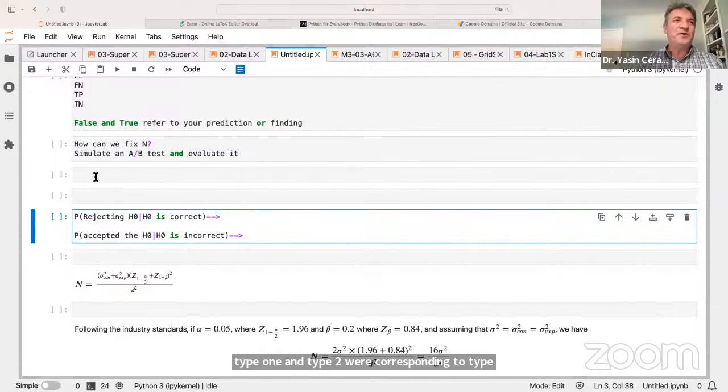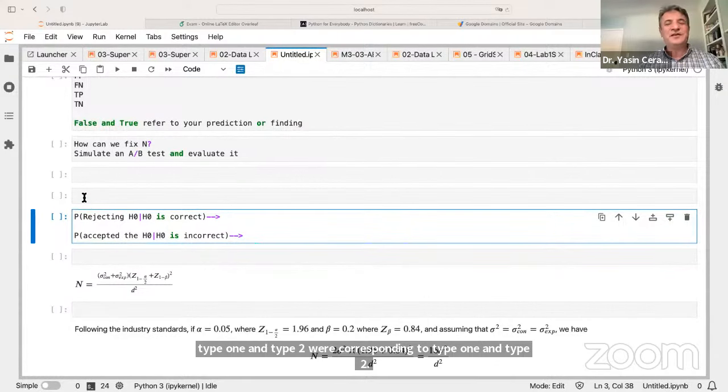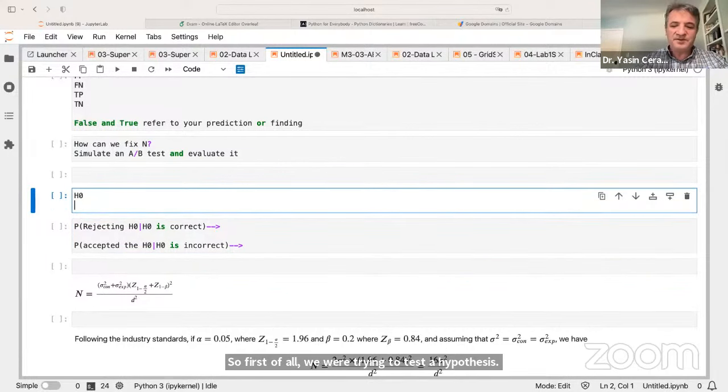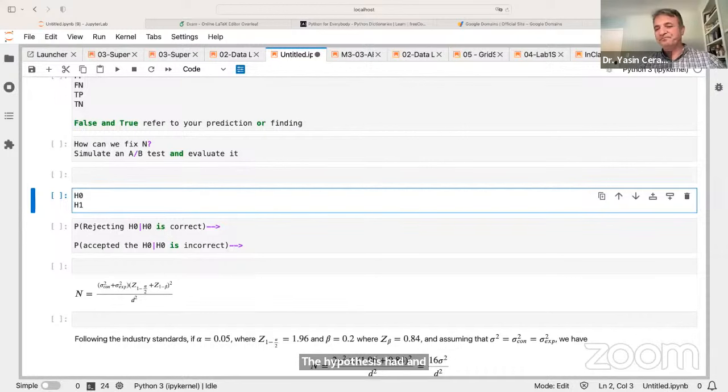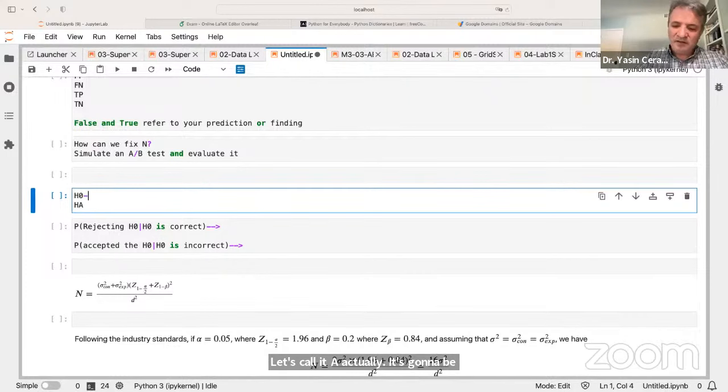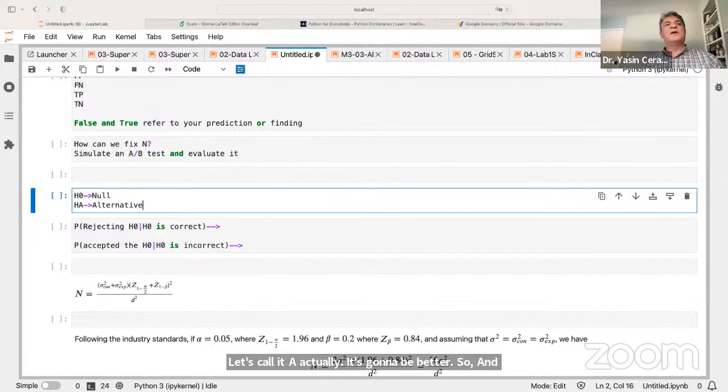So first of all, we were trying to test a hypothesis. The hypothesis had 2 components, null and the alternative hypothesis, right? Let's call it A, actually. It's going to be better. So null and then alternative. Okay. So we are going to try to reject null hypothesis.